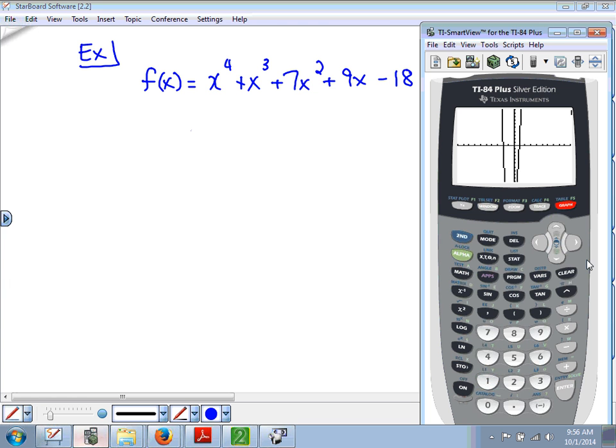So, what's the calculator telling us? What are we supposed to be looking for anyway? What some of the possible zeros are. So I'm going to look at -2. Is -2 working? Yeah. What else? Looks like 1 might be working.